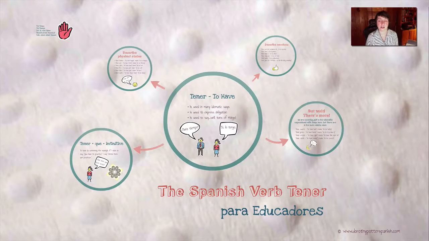So that's a quick introduction to the verb tener. Practice tener a lot, remembering it's irregular, so you just need to really learn it. Tengo, tienes, tiene, tenemos, tienen, many, many times, muchas veces, and try it in all its different idiomatic spectrum. Tener can do a lot for you.